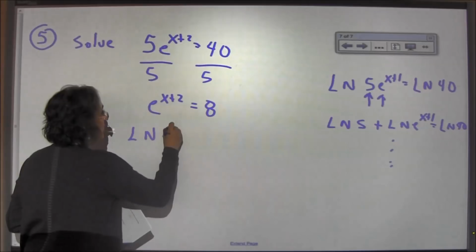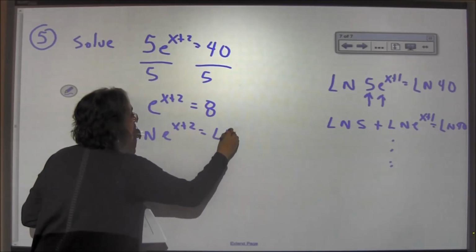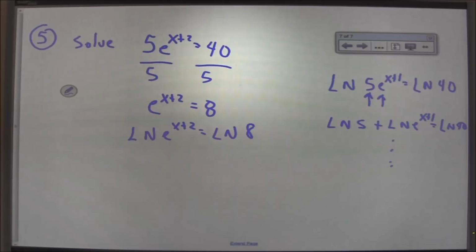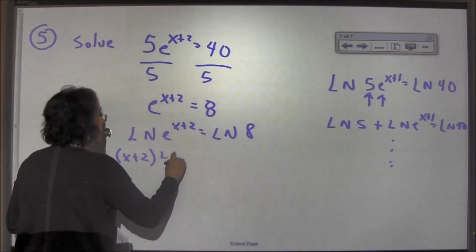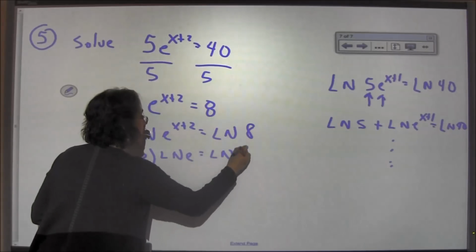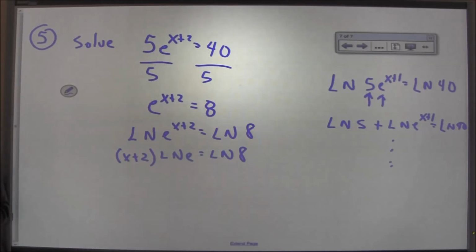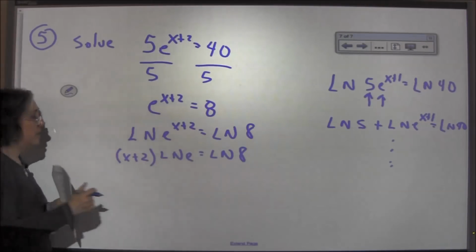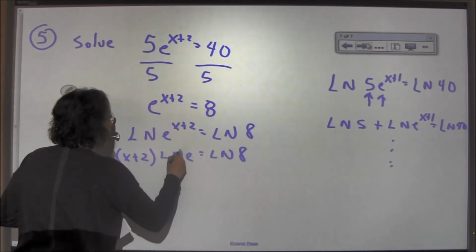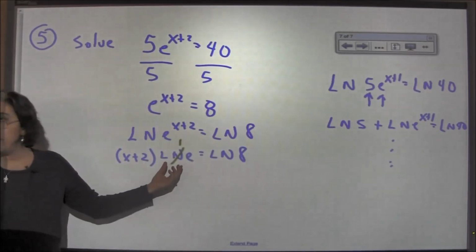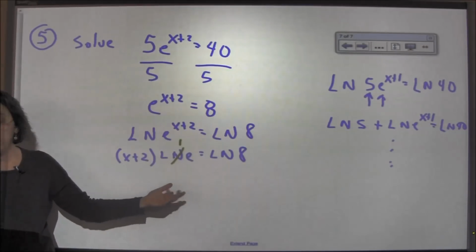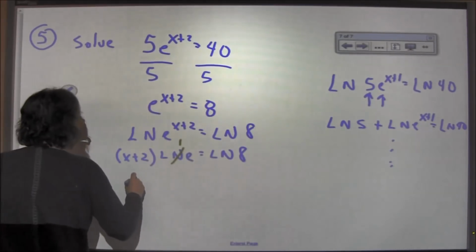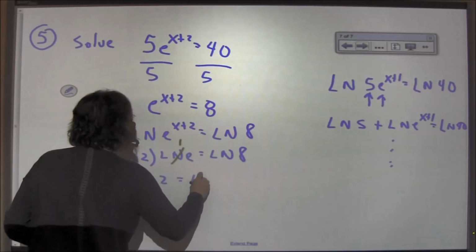Now, take the log of both sides, because what we're using here is the fact that if those are equal, then the natural log of those two sides would also be equal. And I get to now bring that power down. So that's x plus 2, natural log e equals natural log 8. What is the natural log of e? 1. What does natural log e mean? It means the exponent you have to raise base e to get e. So that's 1. And so now we've got x plus 2 equals natural log 8.